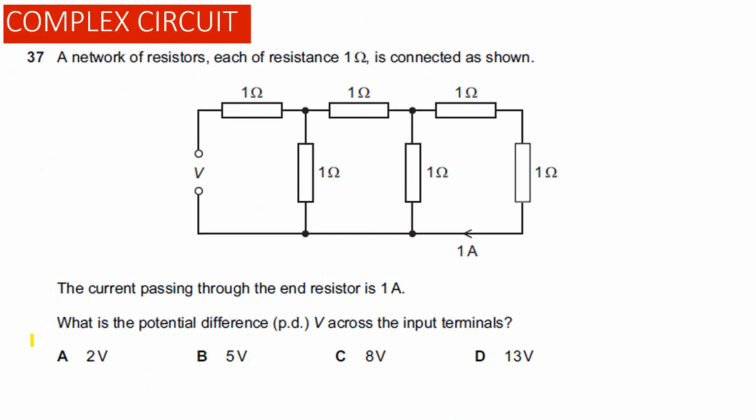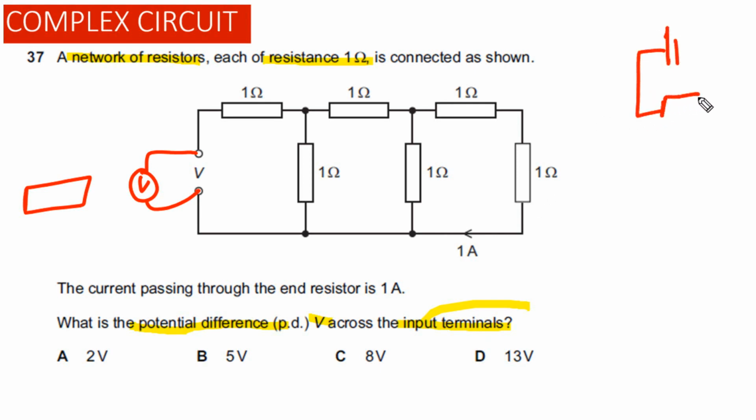For this question, a network of resistors is given to us, and each resistor has a resistance equal to 1 ohm. So we can also say these are identical resistors. We need to find the potential difference V across the input terminals. Or we can say that if we attach a voltmeter across these terminals, we need to find the reading on this voltmeter. Let's try to understand some basic concepts first and then answer this question.